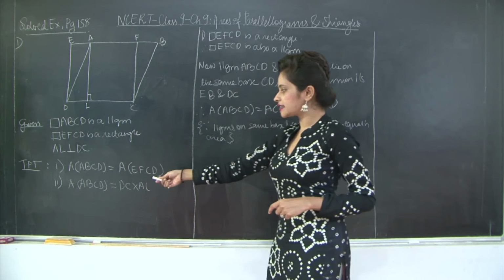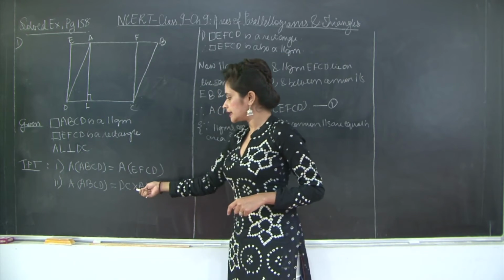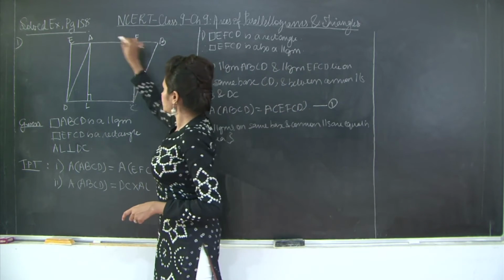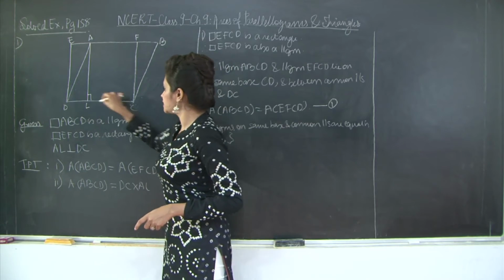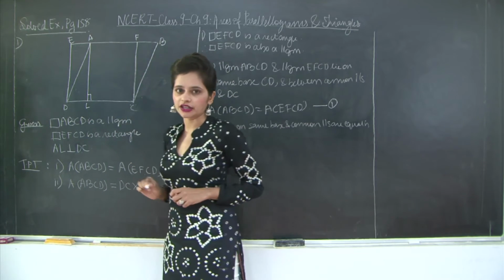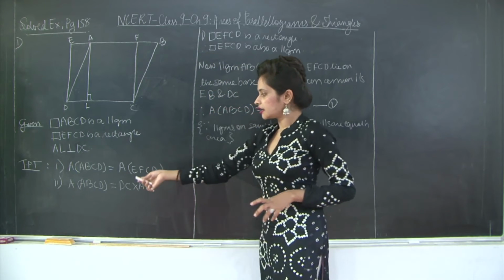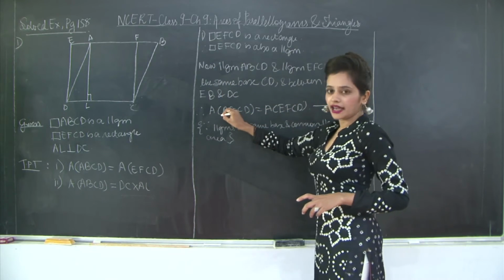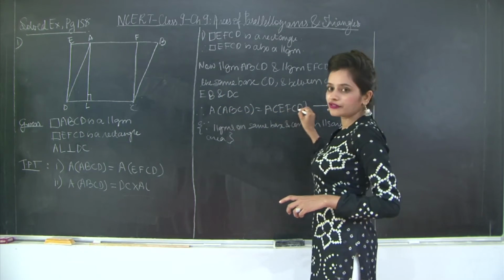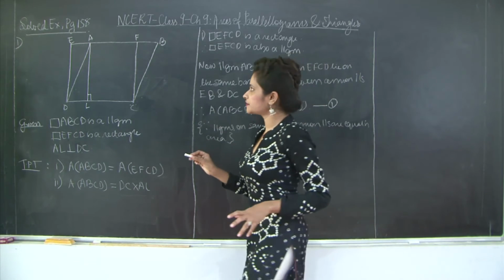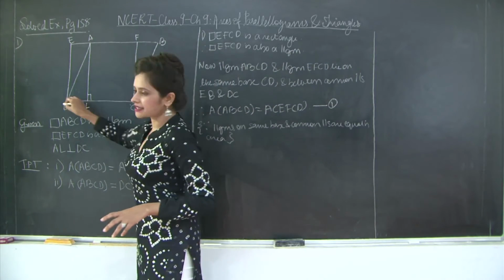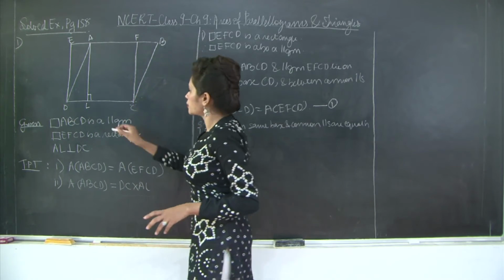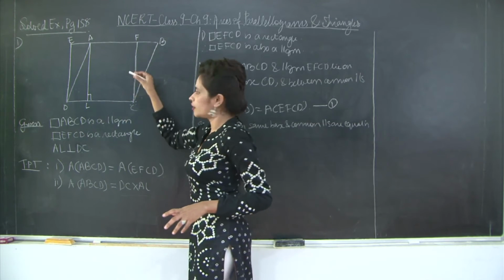Now we need to prove that area of ABCD is equal to DC into AL. So first let's take a look at ABCD and DC and AL. I have ABCD out here and I have DC as the base and AL here as the perpendicular. So how do I prove that this is the area DC into AL? First of all, we have area of ABCD is equal to area of EFCD. So what is area of EFCD? EFCD is my rectangle, its area is going to be DC into FC, right? Because this is the length and this is the breadth.